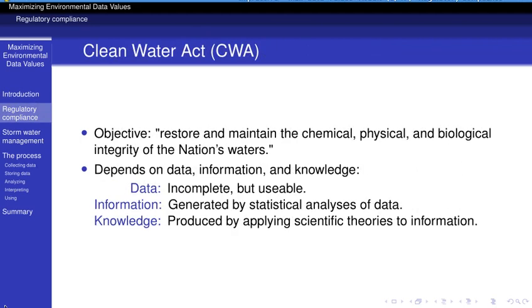This tutorial's focus is on the Clean Water Act, specifically on stormwater discharge from permitted operations. The objective of the CWA is to restore and maintain the chemical, physical, and biological integrity of the nation's waters. To demonstrate that regulatory agencies and the regulated public are complying with this objective requires data, information, and knowledge.